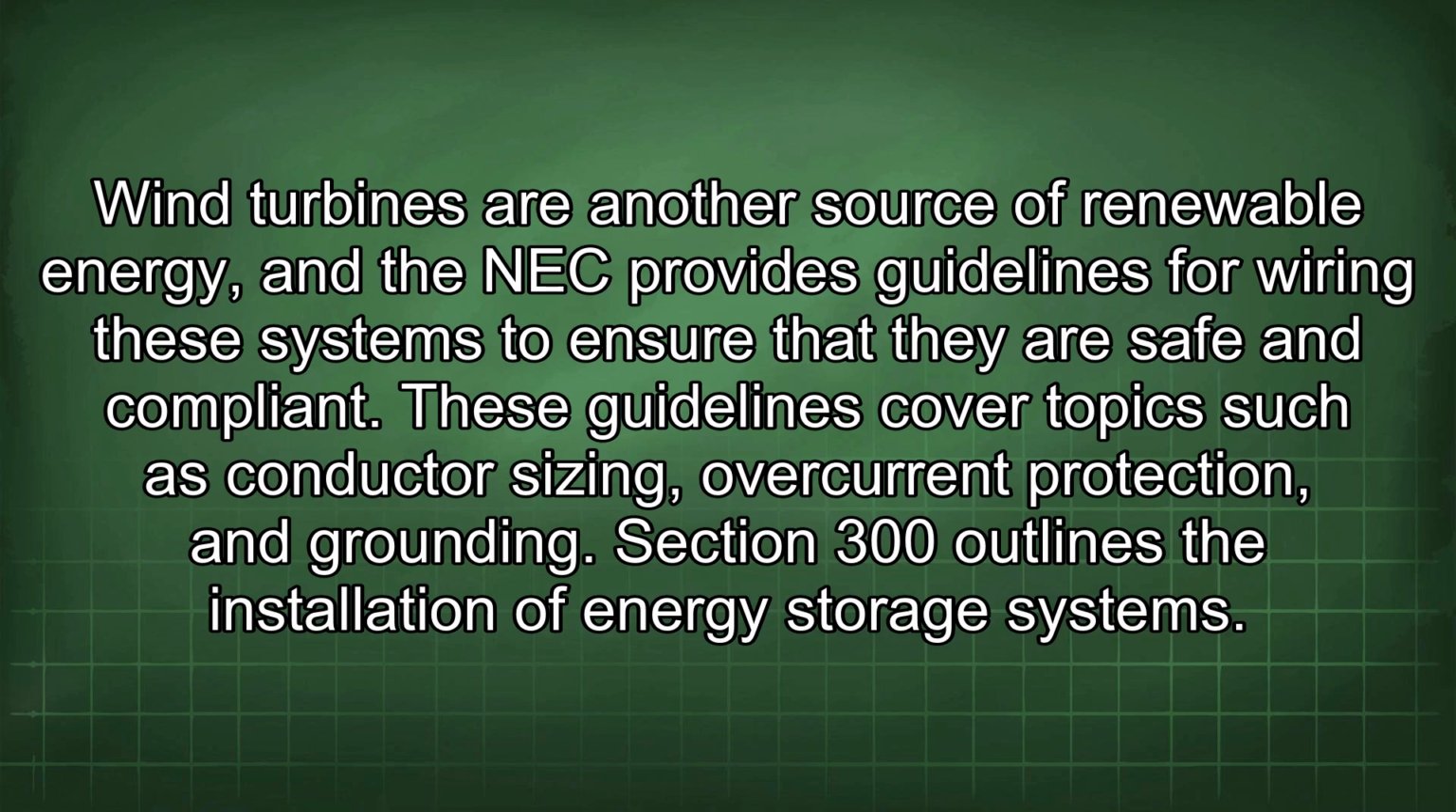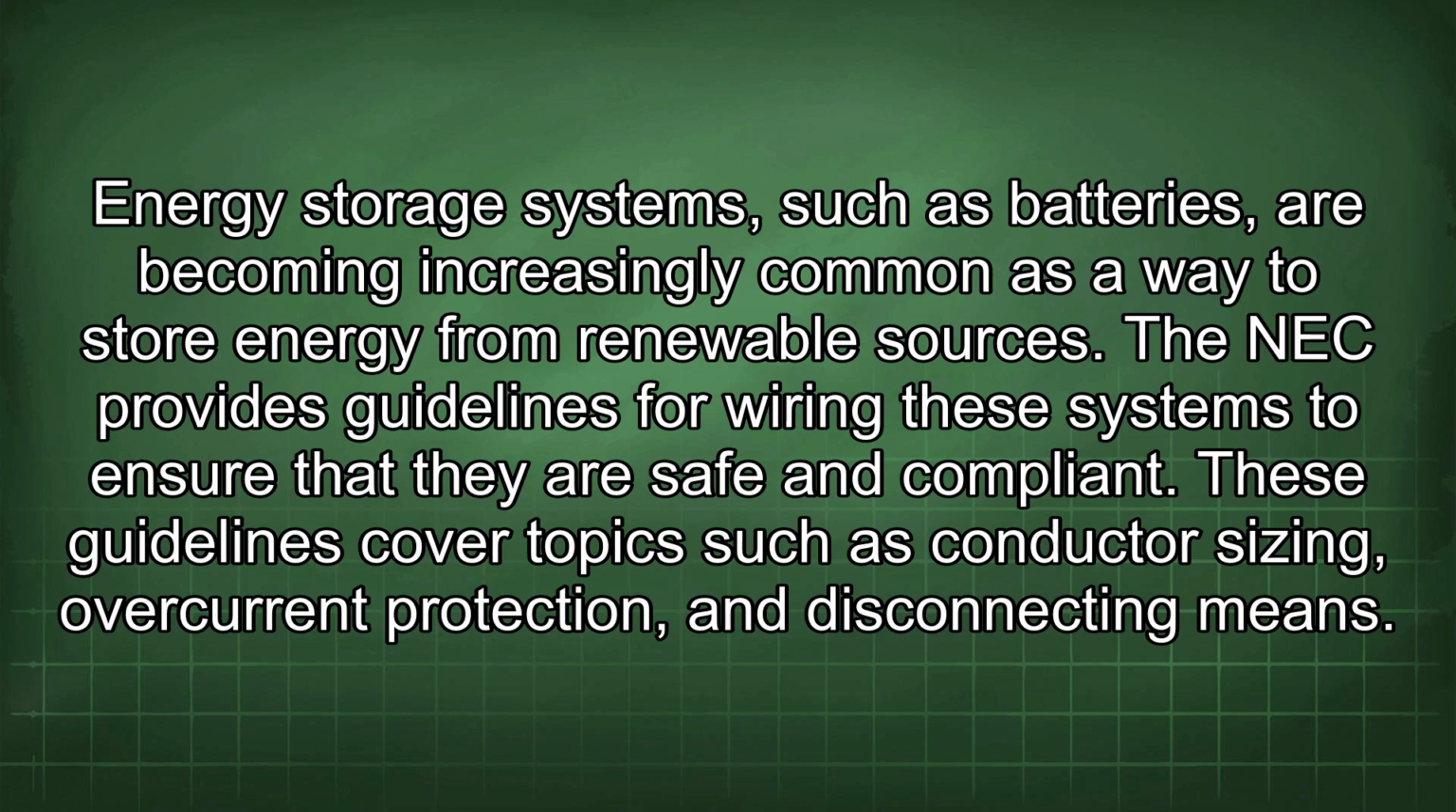Section 300 outlines the installation of energy storage systems. Energy storage systems, such as batteries, are becoming increasingly common as a way to store energy from renewable sources. The NEC provides guidelines for wiring these systems to ensure that they are safe and compliant. These guidelines cover topics such as conductor sizing, overcurrent protection, and disconnecting means.